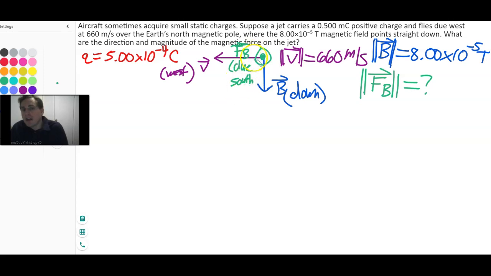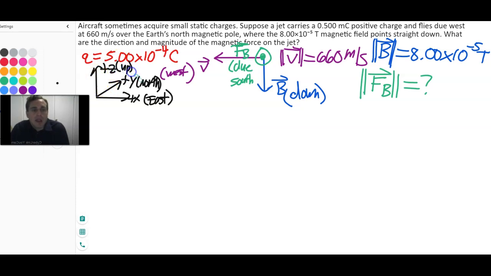Due south. Let's see if I can draw that in a slightly different way. Let's suppose I draw a three-dimensional axis here. The traditional way that people in GIS, Geographic Information Systems, or in some sort of geoscience or earth science typically orient their axes is like so. The positive x direction is to the east, the positive y direction is to the north, and the positive z direction is straight up. This is pretty common.